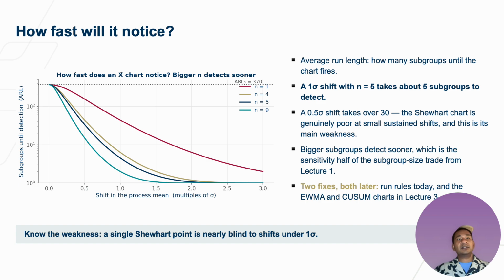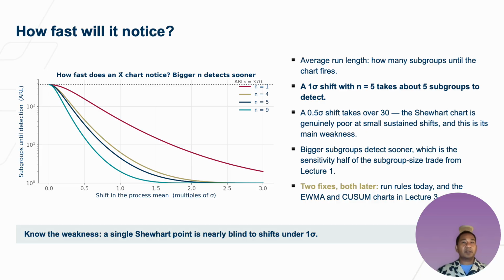The Shewhart chart is genuinely poor at small sustained shifts. This is its main weakness, and it is structural. Each point is examined in isolation with no memory of the points before it. A run of 20 points, all slightly high, is, according to rule 1, 20 independent, unremarkable observations.